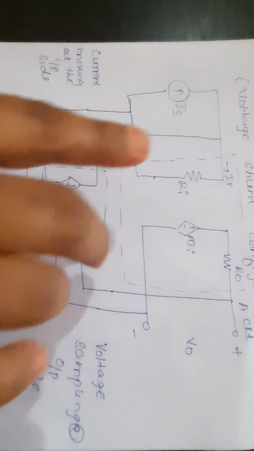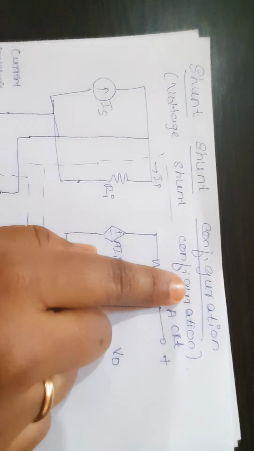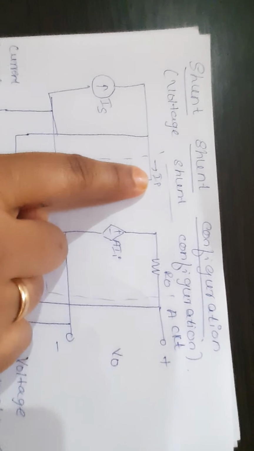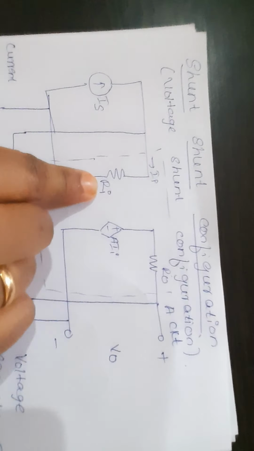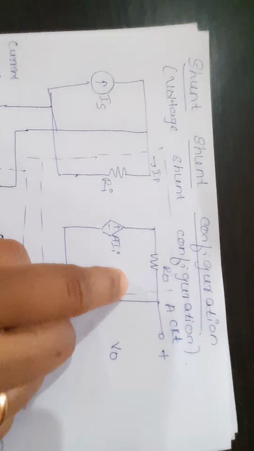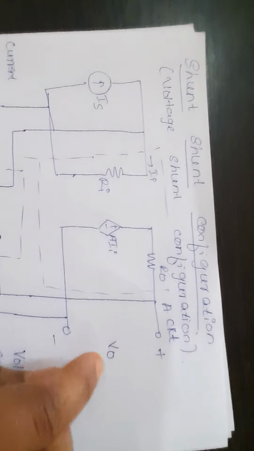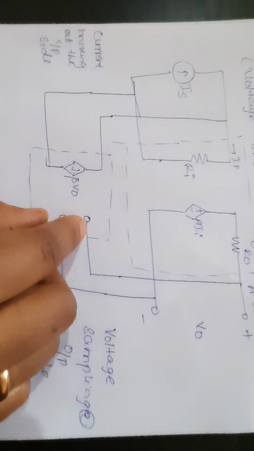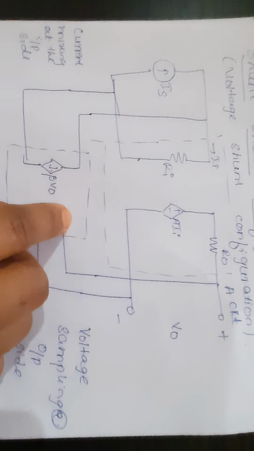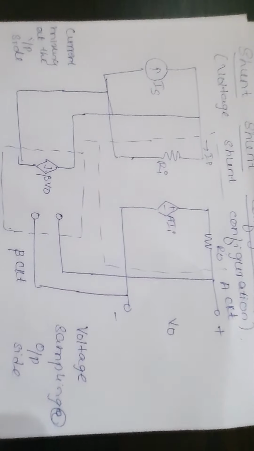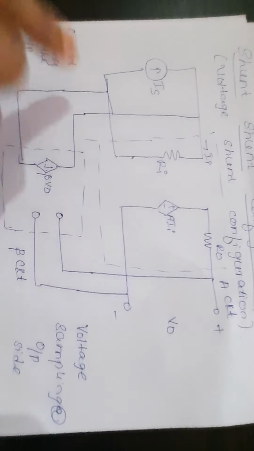I'll repeat once again. The shunt configuration will have the current source Is, Ii will be flowing from here, and we will have the input resistance Ri at the input side. The output side will have the output resistance R0. The output voltage is measured at this point, and this V0 is fed back. This V0 is given to the input side this way. V0 is available here, and beta V0 is given here, to get the feedback voltage.